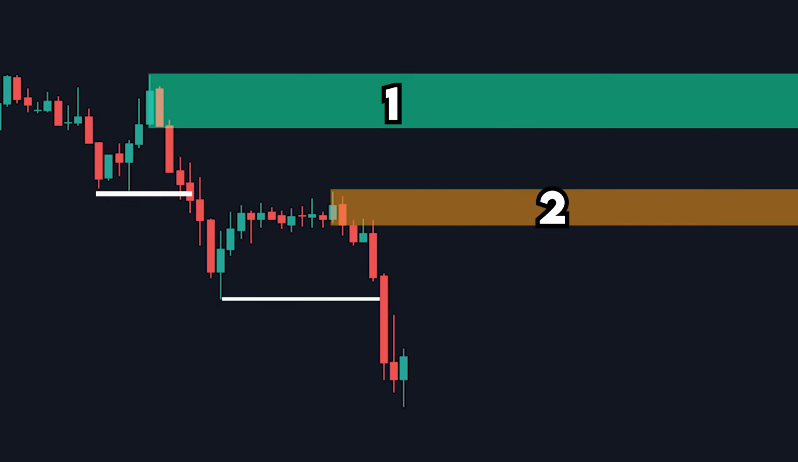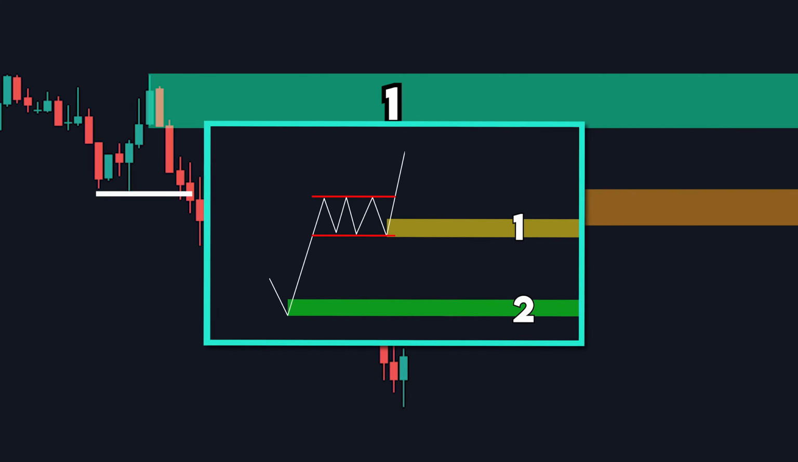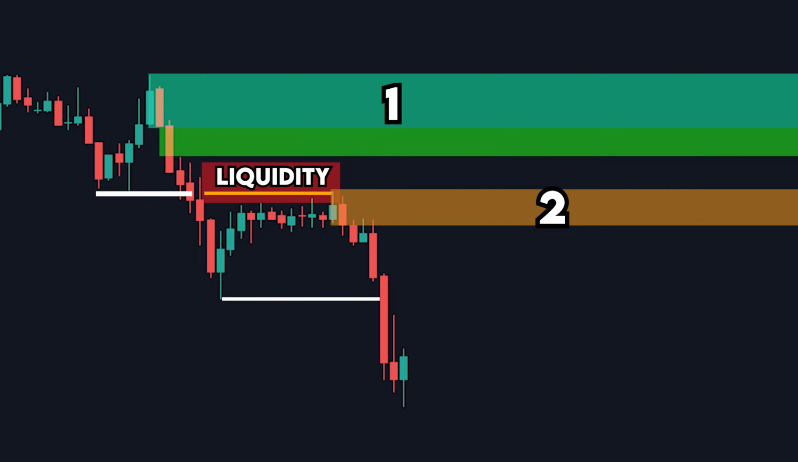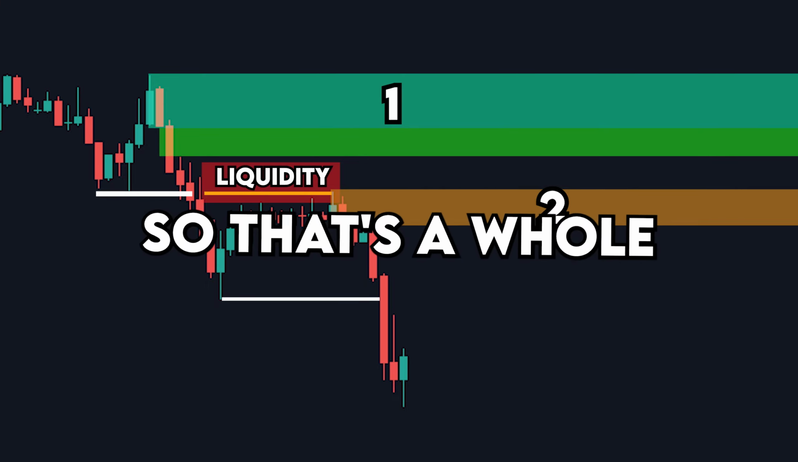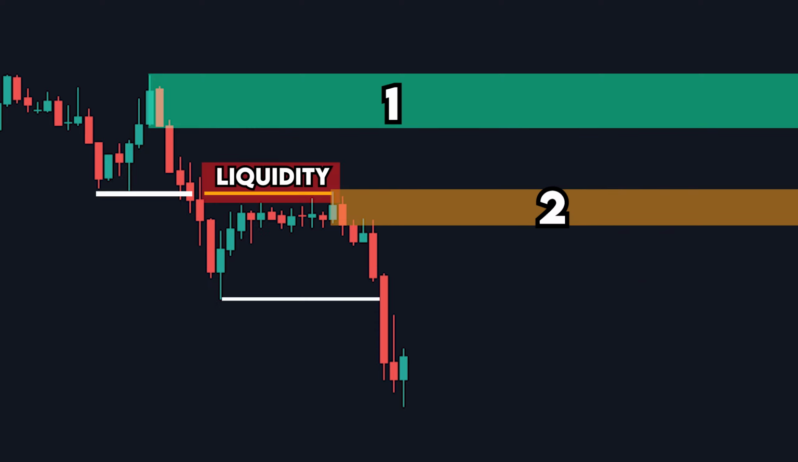Zone 2, before creating its strong downwards move, made these equal highs. And like I said before, whenever there's consolidation or equal highs, that will create liquidity above these equal highs, as traders will set their stop losses above them, and price will naturally want to take out these equal highs. Also, there's a fair value gap above by zone 1. So that's a whole other reason why not to use zone 2. So we choose zone 1.